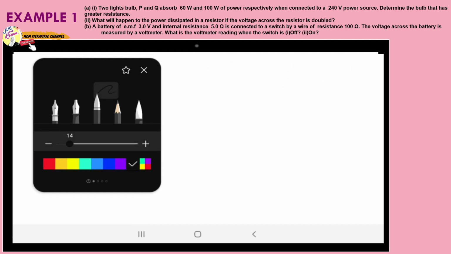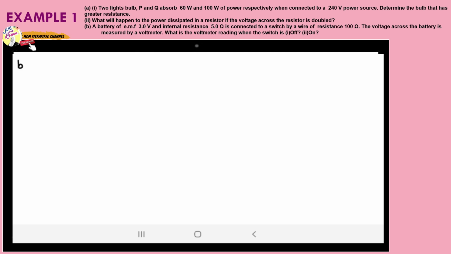Okay, so for question B, we have a battery where the EMF of the battery is 3.0 volt, and the internal resistance is 5.0 ohm, and it's connected to a switch by a wire of resistance 100 ohm. Now the voltage across the battery is measured by a voltmeter. What is the voltmeter reading when the switch is off and on?